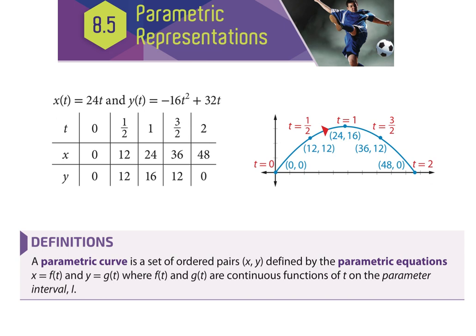So this is called a parametric curve. It's a set of ordered pairs xy that's defined by parametric equations. You'll notice you have multiple equations. You have an x equation and a y equation where f of t and g of t are continuous functions of t or time on the parameter interval. All right? In this case, my interval was 0 to 2. So this is just basics of what is a parametric equation, and we're going to get into all of our conic sections based on these.